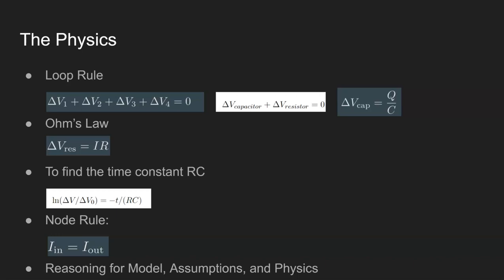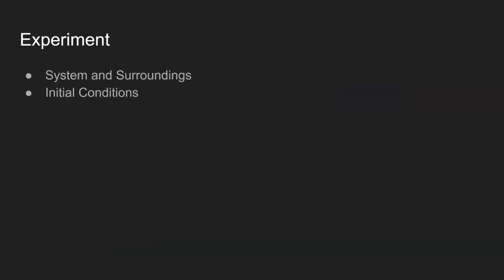Thus, the assumptions that there would be no leakage in the charge of the capacitor and that the resistance of the wire and ammeter would be negligible were held. The system of this experiment contains the components of the circuit, including the wire, battery, capacitor, and the resistors. The surroundings is everything else.